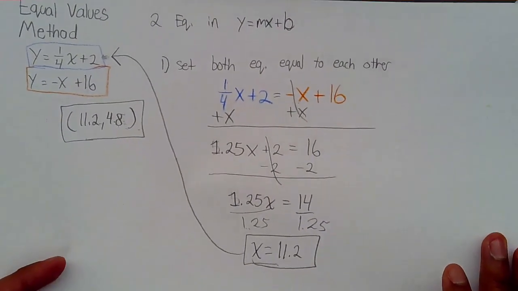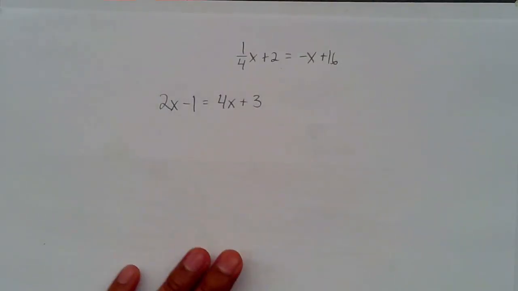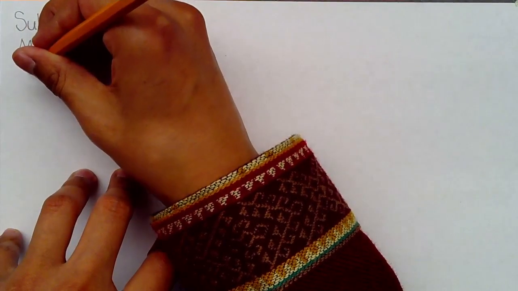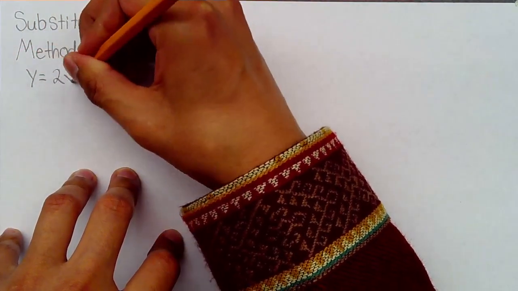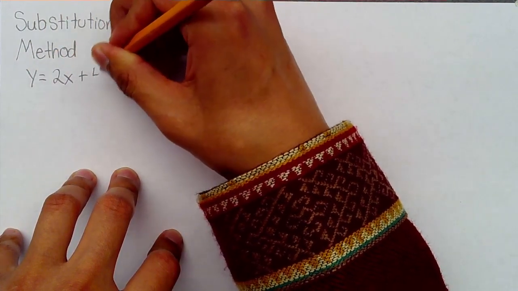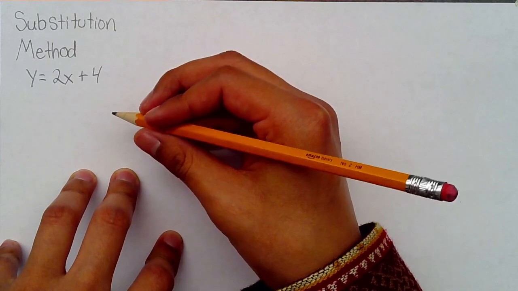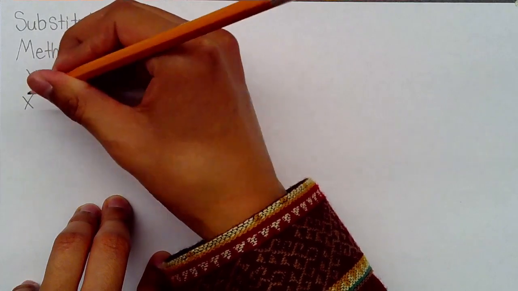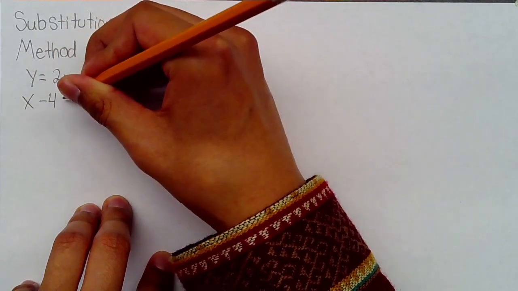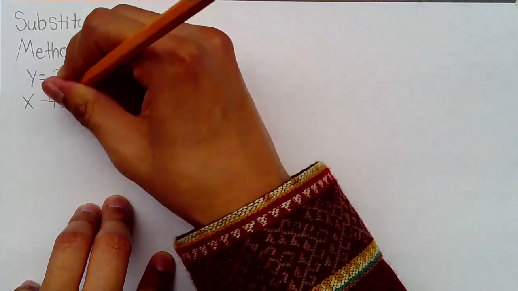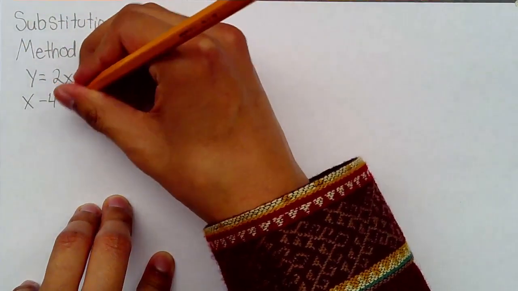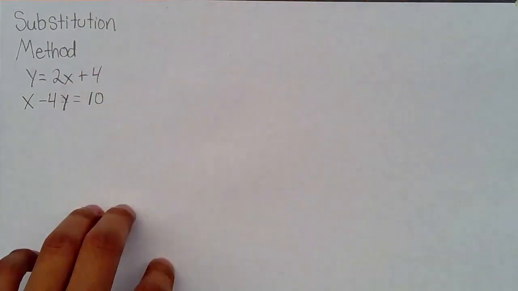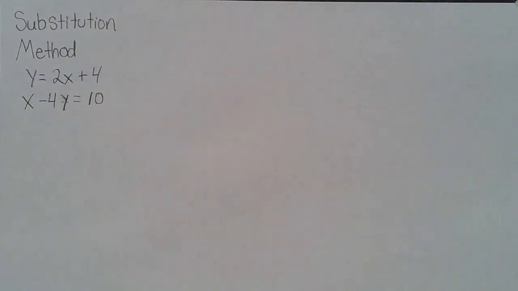But what happens if we get some problems that aren't in a nice form? Let me show you what I mean. y is equal to 2x plus 4. And then another equation in standard form, x minus 4y is equal to 10. What happens if we have something that looks like this?